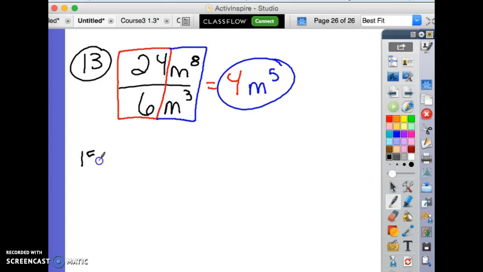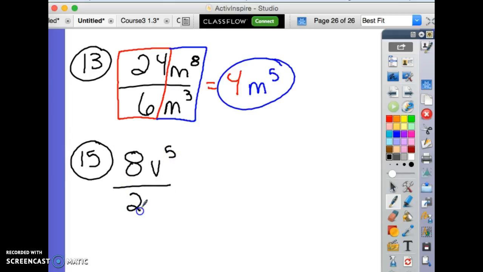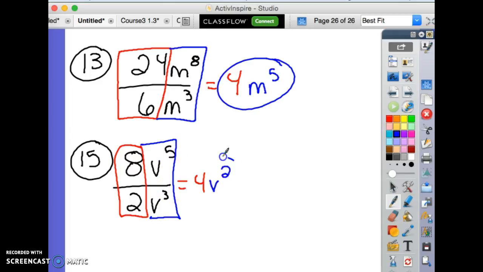15, same idea as 13. We have those numbers, and then we have our variables with the exponent. So I'm going to break it into 2 again. 8 divided by 2 is 4. We have this guy with an exponent and this guy with an exponent. Since that's a like base, b is my base. 5 minus 3 is 2.